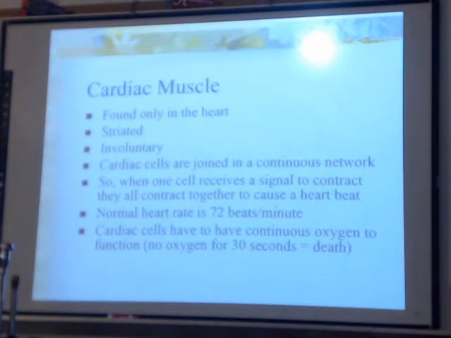Okay, so let's talk about cardiac muscle. Cardiac muscle is only found in the heart. It is only found in the heart. One of the things that makes it similar to skeletal muscle is it's striated. That means it's very strong. It's similar to smooth muscle because it's involuntary. Because think about it. If you had to think of every time your heart beat, some of us, and me included here, might not live very long. So cardiac muscle is involuntary. It's controlled by the autonomic nervous system.